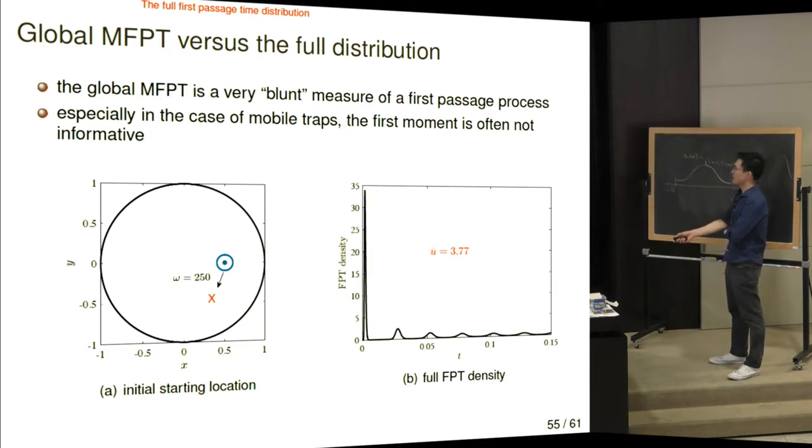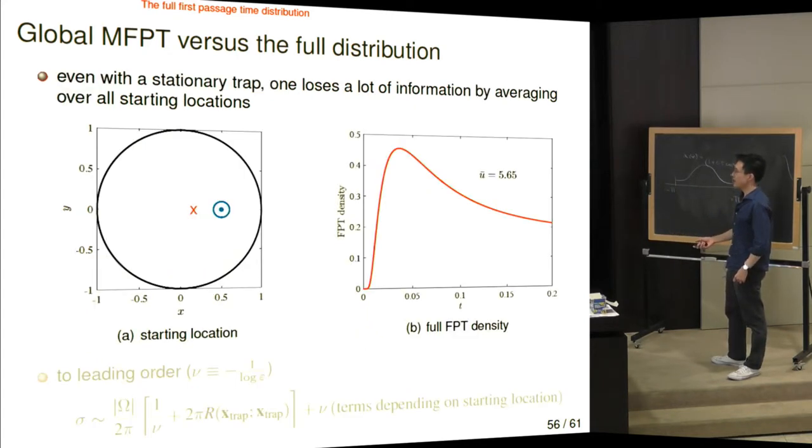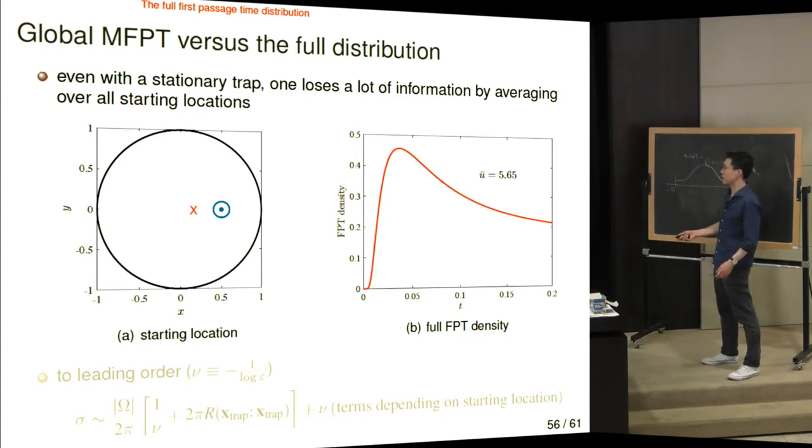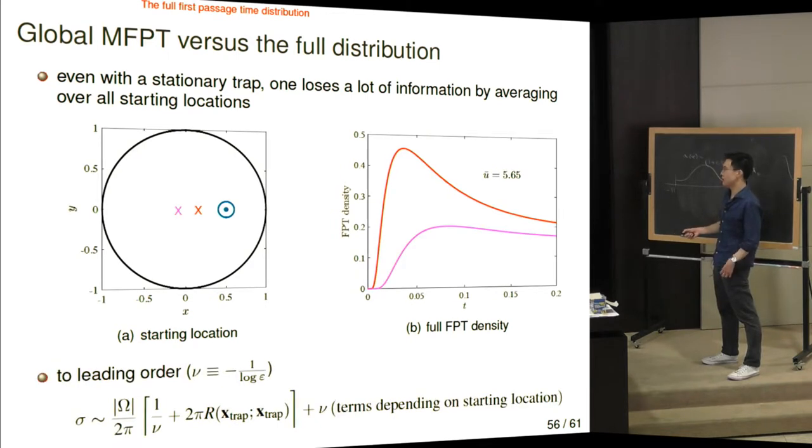So here, this number is not so informative when you're dealing with some kind of distribution that looks like this, right? Even in the case of a stationary spot or stationary trap, it's the same thing. You have a global mean first passage time that's averaging over all starting locations. If I have one that starts here, so this is a trap, it looks like this. If I move it just a little bit, it looks very, very different.